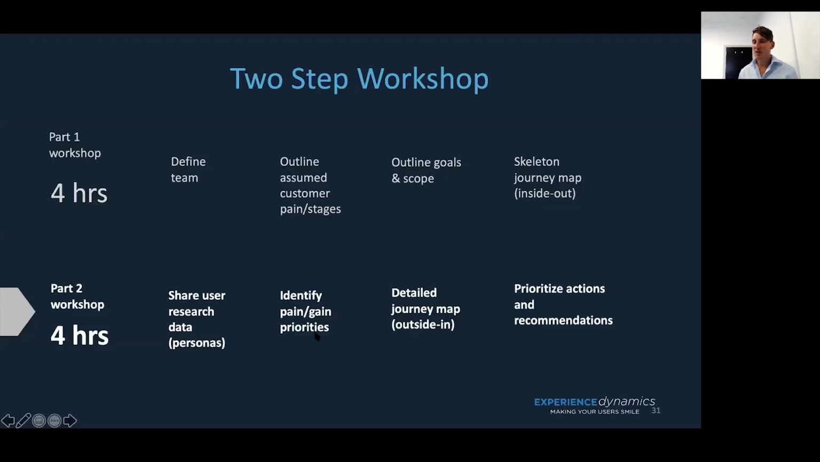So the second workshop then, in the second piece, we identify those priorities. So we socialize the data, bring it all out, and then we map it out and detail it and put it on the wall. And that's our outside-in map. And finally, prioritize actions and recommendations. All journey maps should have recommendations. They're not just a window into the user's world. They're a way to prioritize. Remember, it's a decision-making tool, right?